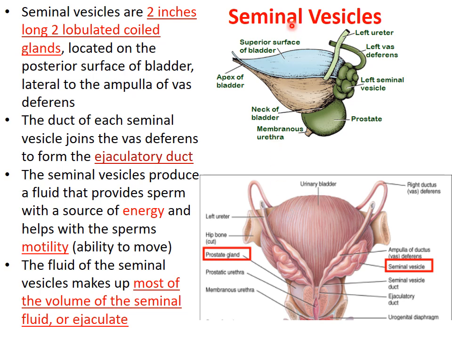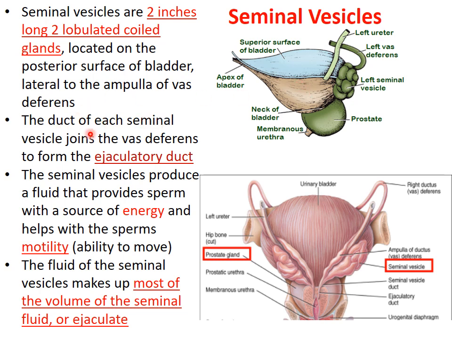Now this is a slide showing the seminal vesicle. Seminal vesicles are two-inch-long, lobulated, coiled glands, right? So two glands, one on the right side, the other on the left side. They are two inches long, located on the posterior surface of the bladder. There is the superior surface, the anterior apex of the bladder, and the base of the bladder opposite to the apex, the posterior surface, and the right and left inferolateral surfaces. Here this is the inferolateral surface.